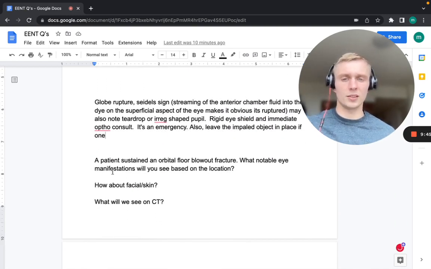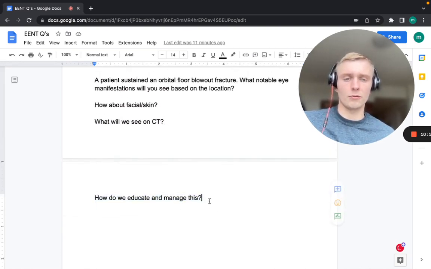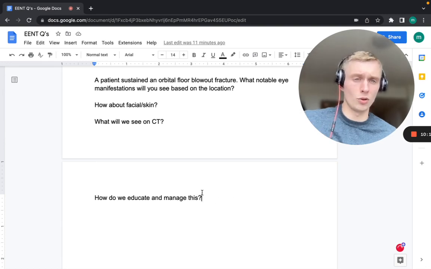Next one is a patient sustaining an orbital floor blowout fracture. What notable eye manifestations will you see based on this location? So again, orbital floor blowout fracture. What notable eye manifestations will you see based on the location of this fracture? How about the skin and the facial area? And what will be seen on CT? So there's a few important manifestations we should know with this condition. And lastly, how do we educate and manage this? So there's a few things we need to educate the patient on, what to do, what not to do after a condition like this.